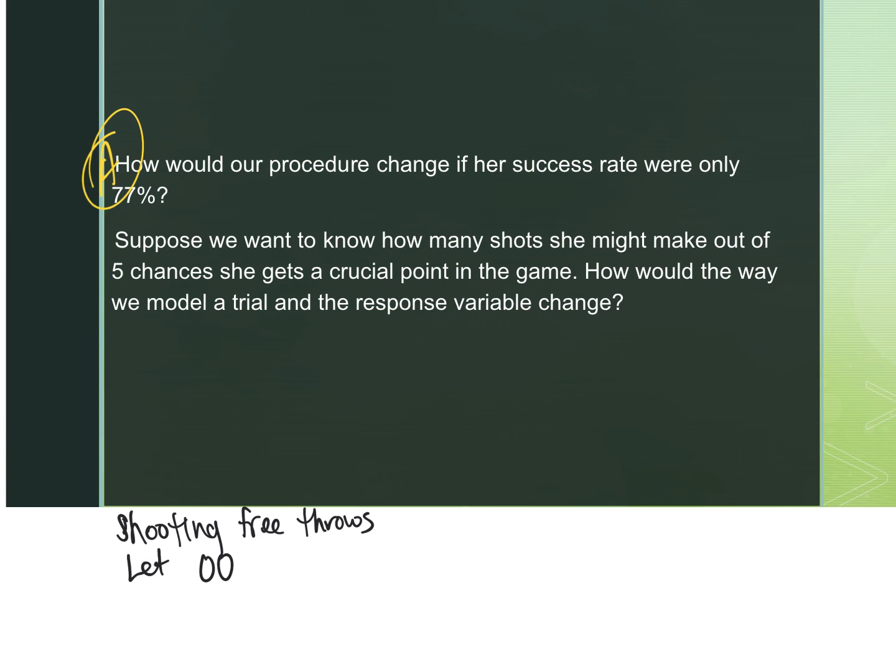Okay, so if it's 77%, I need 77 digits, 77 numbers, which is 00 to 76. Yes? Because 00 is that 77th number, right? So I have to decrease it by 1 because I'm counting 00 as that first number that represents she made it. And then 77 to 99 are misses. She misses.